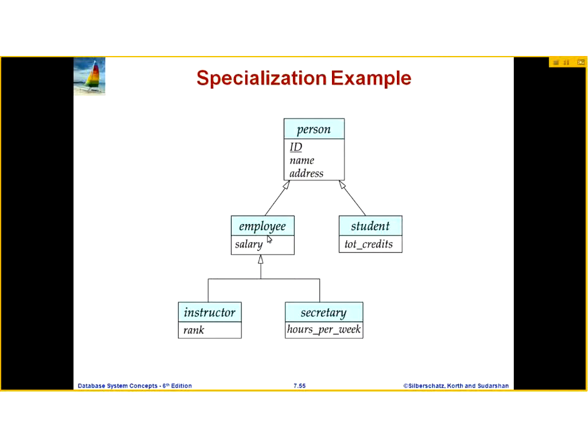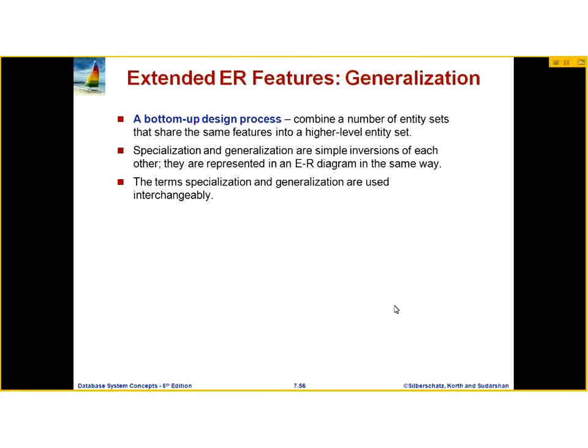So it means every instructor is an employee and is linked with the ISA relationship, which is represented through this hollow triangle, and then employee is a person. So an instructor will have attributes of rank, salary, ID, name, and address. Similarly, a secretary will have ID, name, address, salary, and hours per week. So when we look at it in a different way, a bottom-up approach, then we call it generalization.